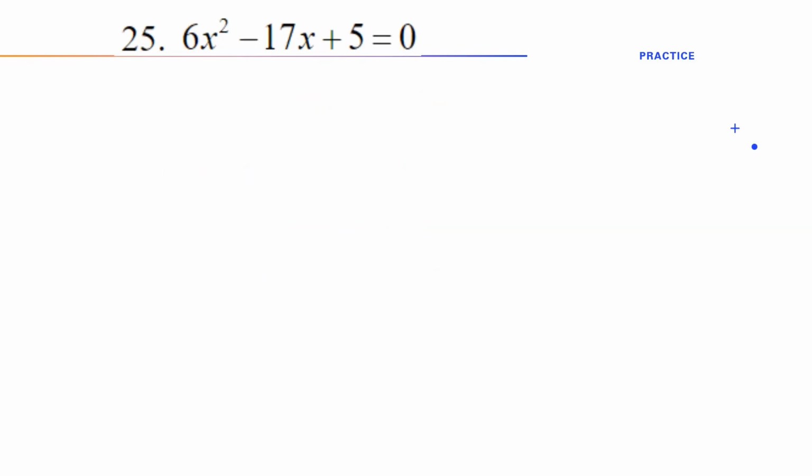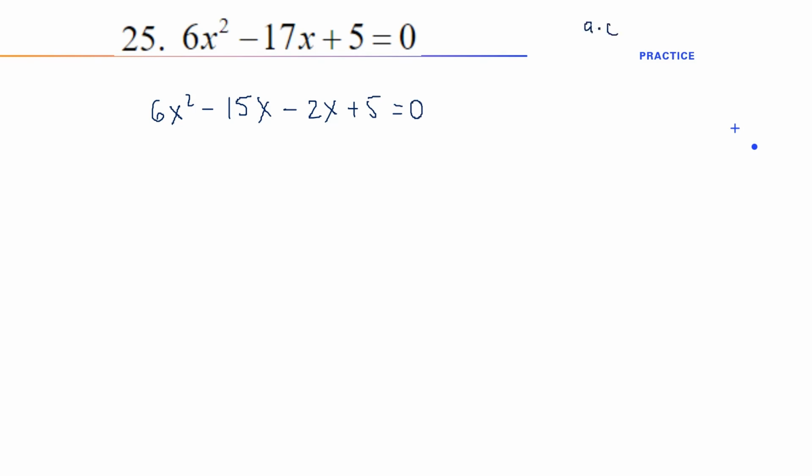Alright. Number 25. So we see that we have 3 terms. Now we need to apply the zero factor property if we're able to do that. So we have 2 numbers that multiply to 30 and add up to negative 17. So those two numbers should be negative 15 and negative 2. So 6x squared minus 15x minus 2x plus 5 equals 0.